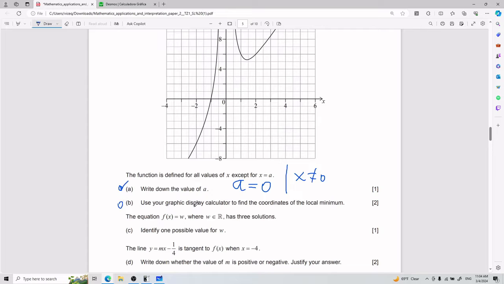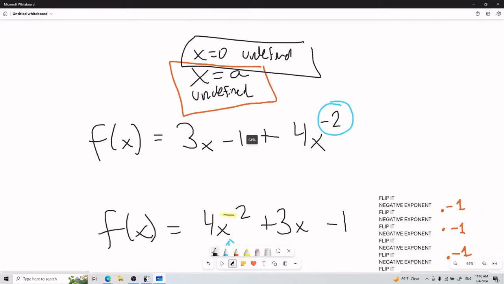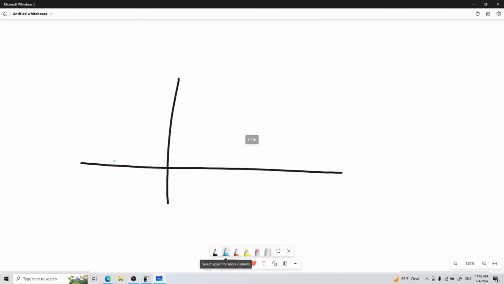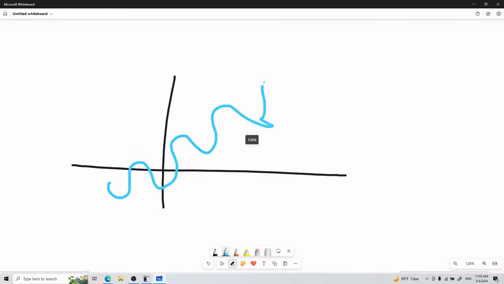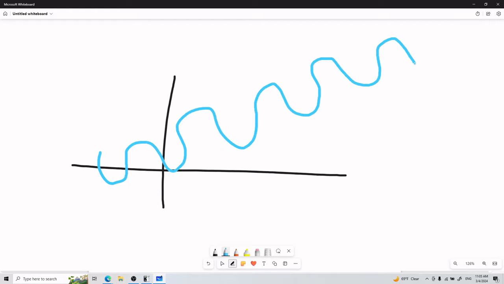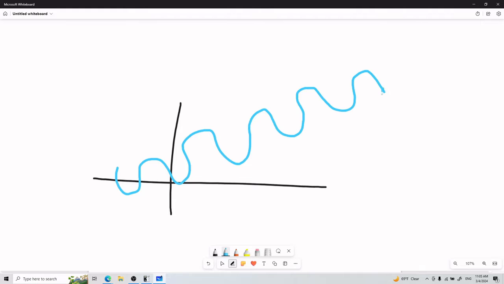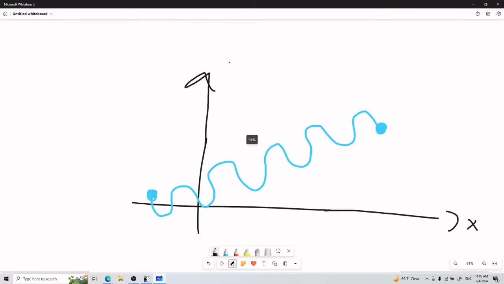Part B, we need to use your graphic display calculator to find the coordinates of the local minimum. And so there's two very important buzzwords here. On the one hand, you have local. On the other hand, you have minimum. And so what is going on there? See, imagine we have a function that looks a little bit like this. You have something that goes, I don't know, whatever. Oops. Let me try that again. So you have something that goes a little bit like this. See? And let's say that here your function dies. Like, this is where it starts, this is where it ends, period. Okay? Here you have x, here you have y.